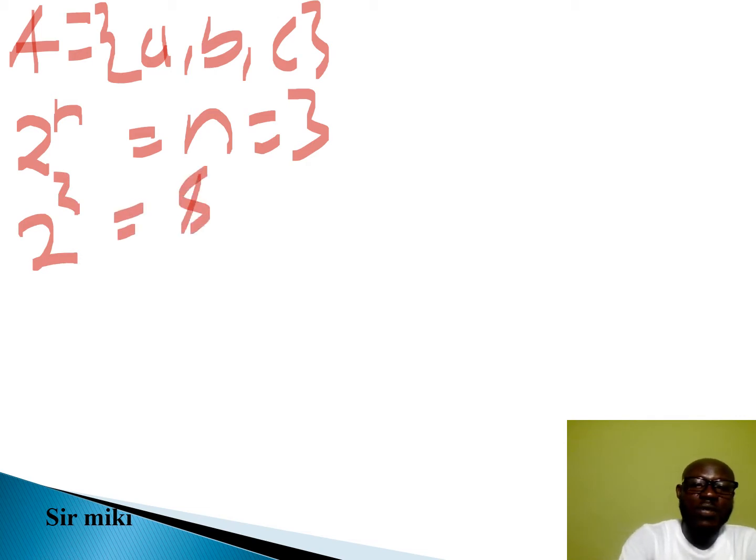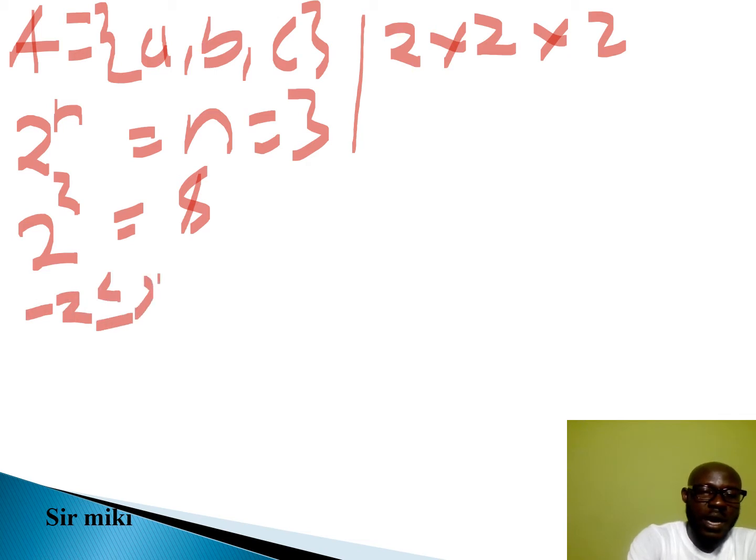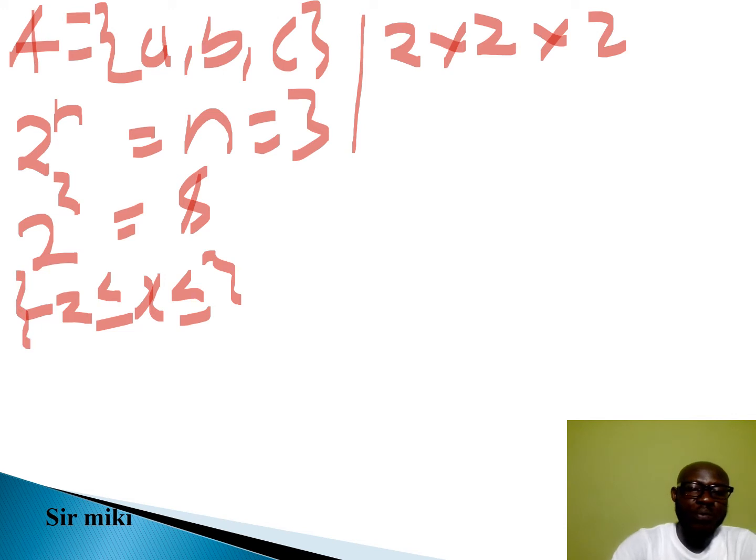Because 2 raised to the power 3 means 2 times 2 times 2. And that will give us what? 8. Good. Now let's look at set B. We said that set B is -2 ≤ x ≤ 3. That is for set B.